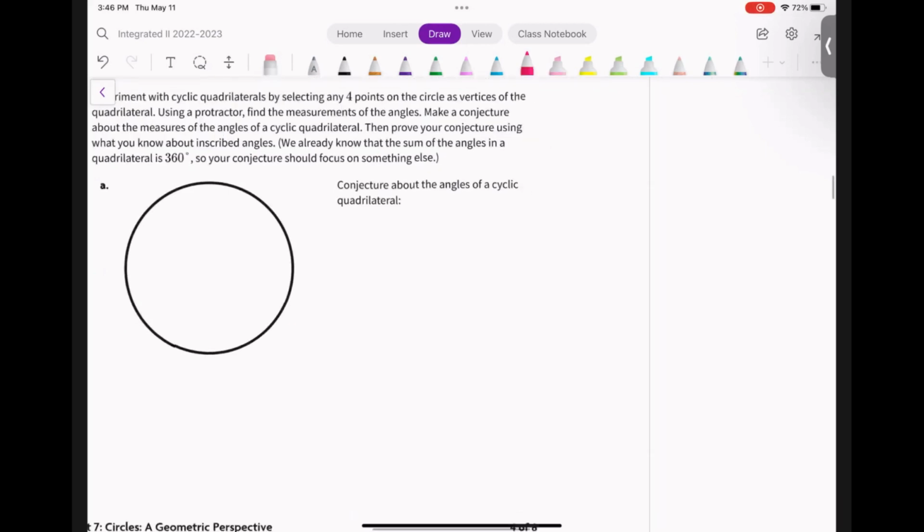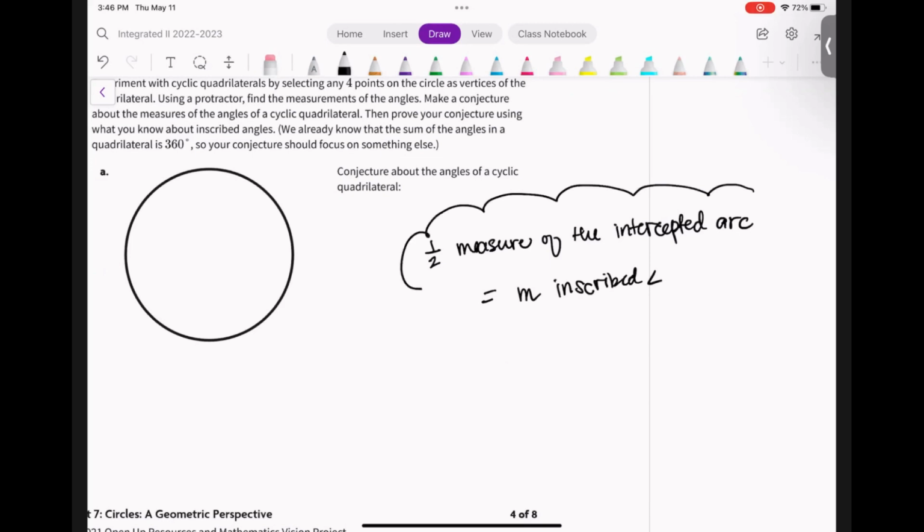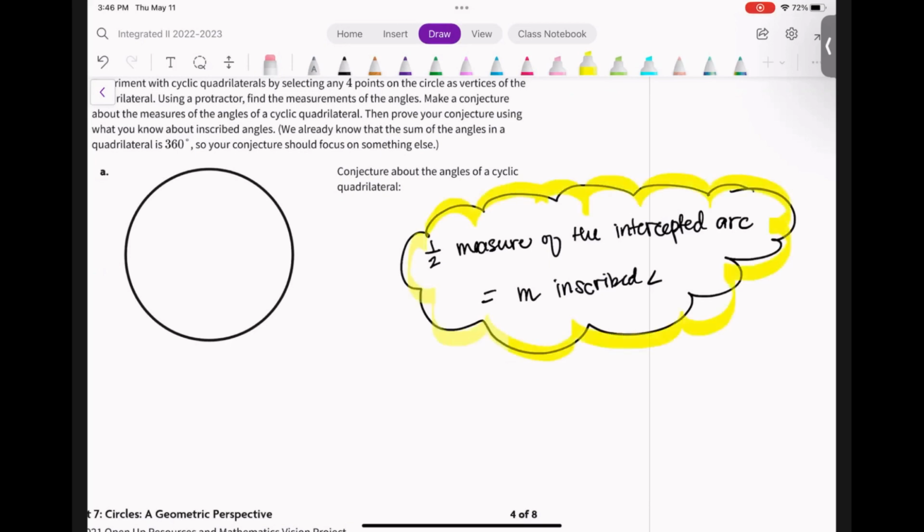So I'm going to write that down really clearly here. So today we learned that half the measure of the intercepted arc is equal to the measure of the inscribed angle. Okay, this was a big deal. Make sure this goes in your notes, in your brain, whatever the case might be. Okay, so that way you can practice it.